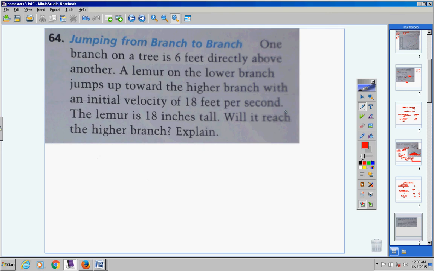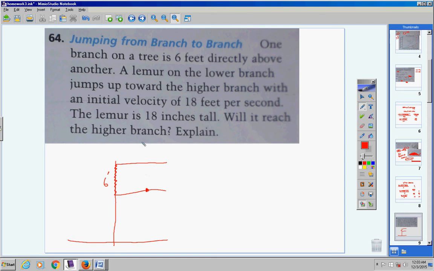One branch on a tree is 6 feet directly above another. I better draw that. Here's my tree. I don't try to get all fancy like this. Just draw lines and points. Here's your tree. Here's one branch. Here's the other branch. The height from here to here is 6 feet. Alright. A lemur's on the lower branch. Alright. So here's your lemur. I'm not even going to try. Y'all will laugh too much. I'll just put a point. There's the lemur.